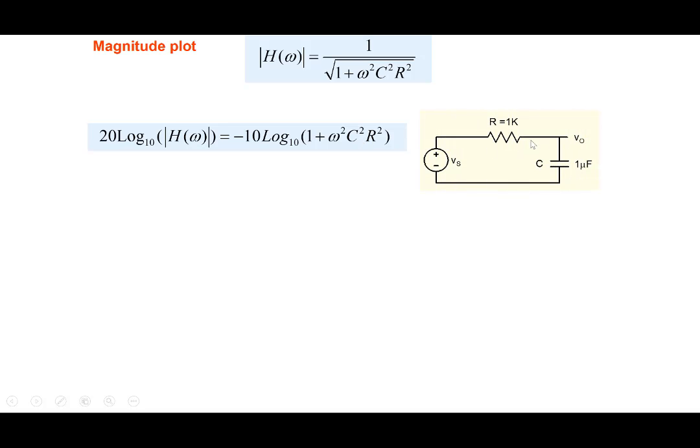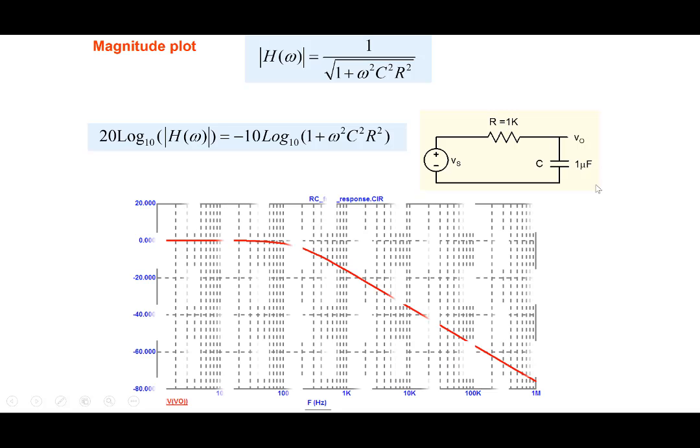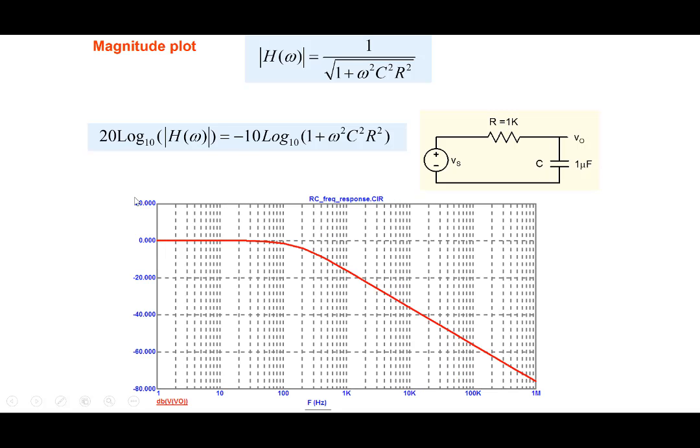So this is the circuit. Let's put some numbers here, 1k and 1 microfarad. And this is the plot of the magnitude of the transfer function expressed in decibels as a function of frequency, plotted on a log scale over a large range of frequency. Note that we are going almost from 1 hertz to 1 megahertz, a range of frequency which is how many decades? 6. Okay, 6 decades, from 1 hertz to 10 to the power 6. So 6 decades of frequency we are plotting, in decibels. And what we see here is 0 decibels.